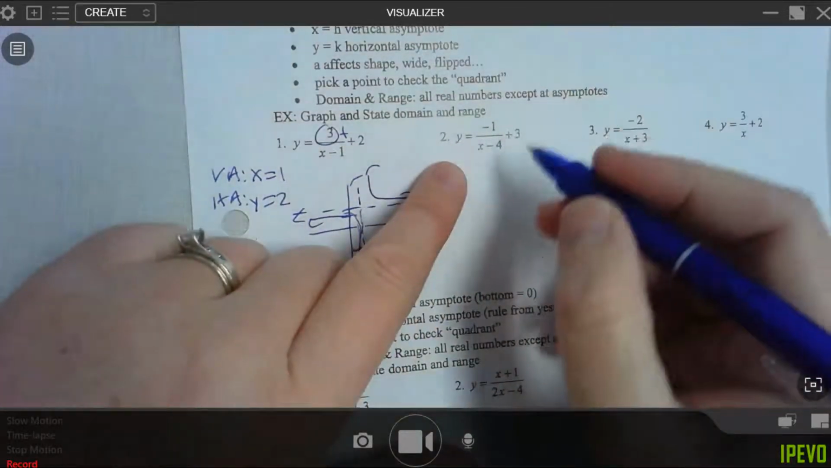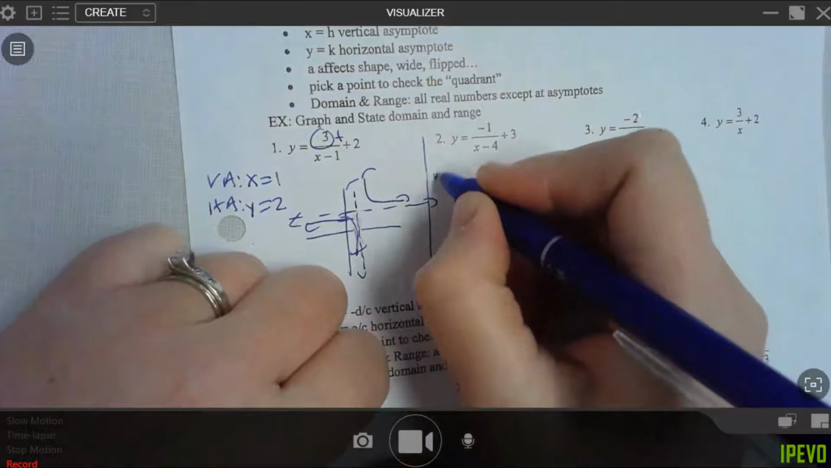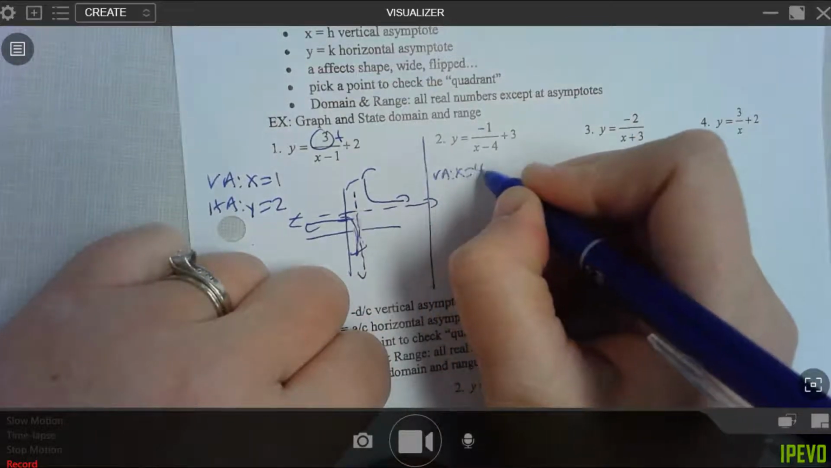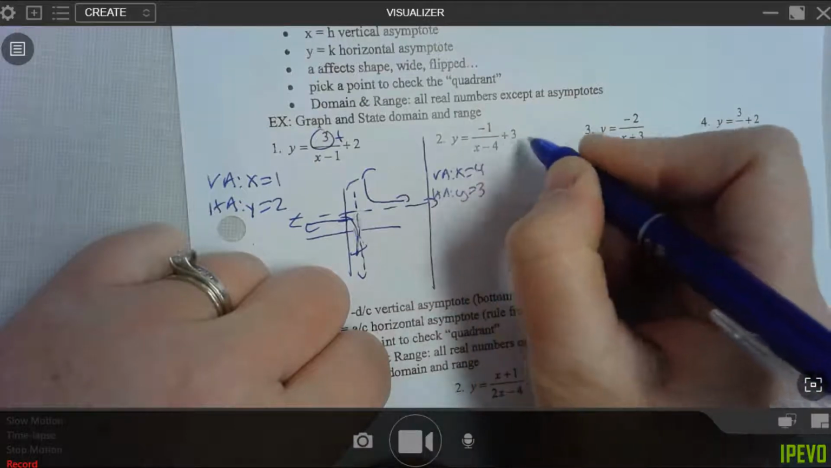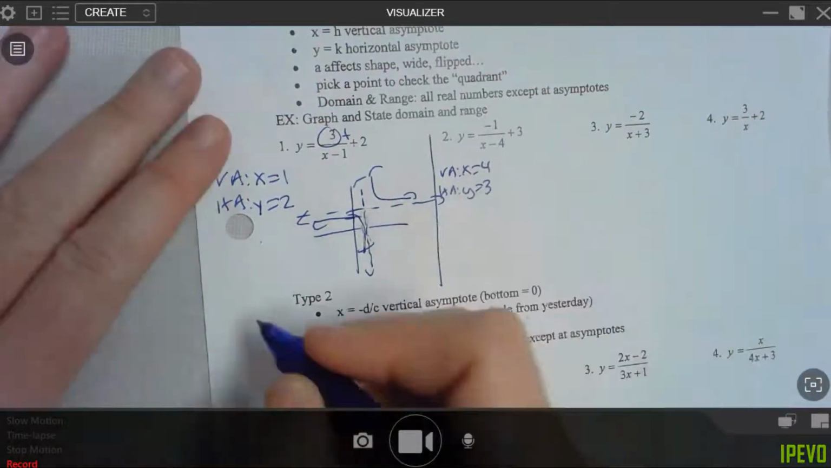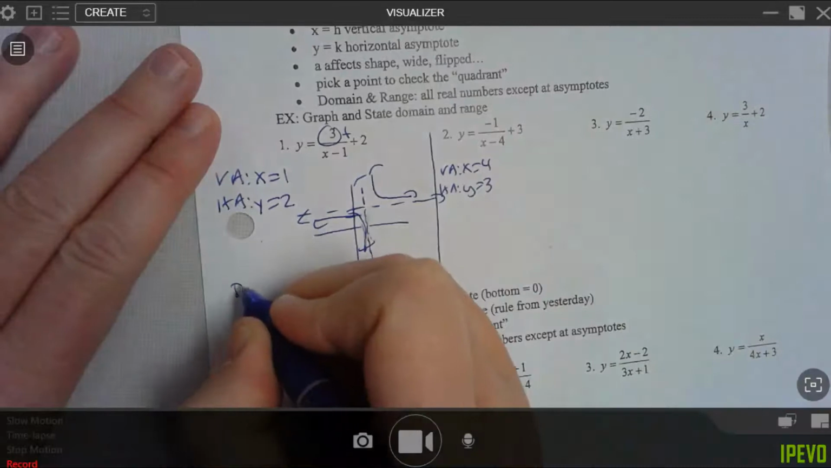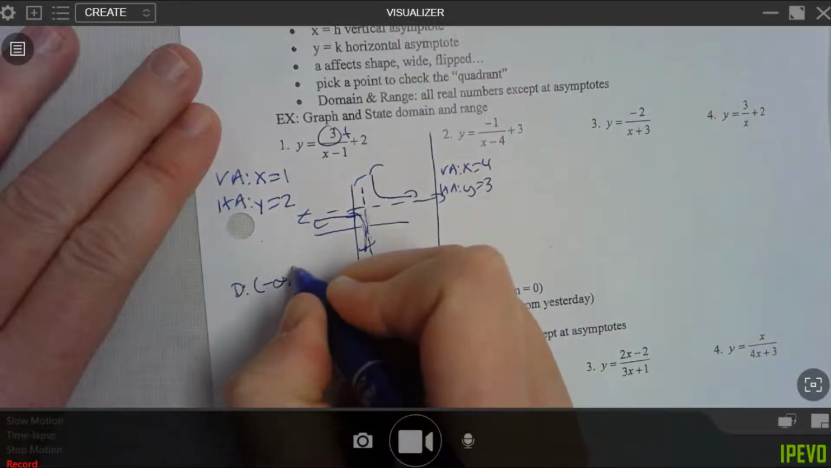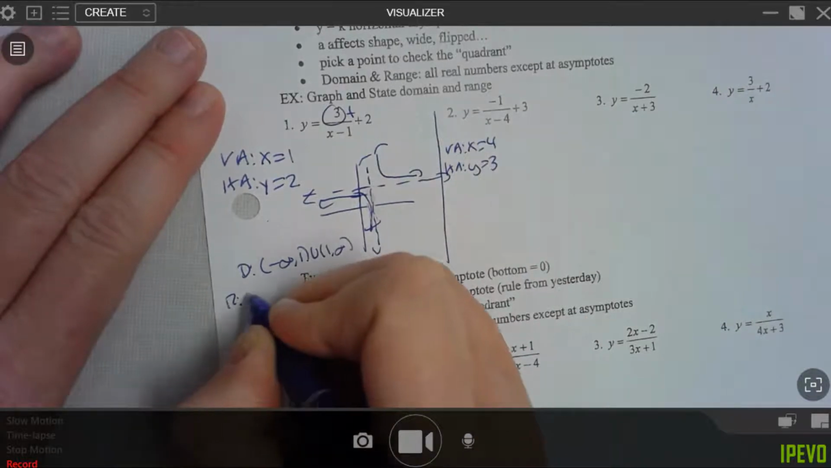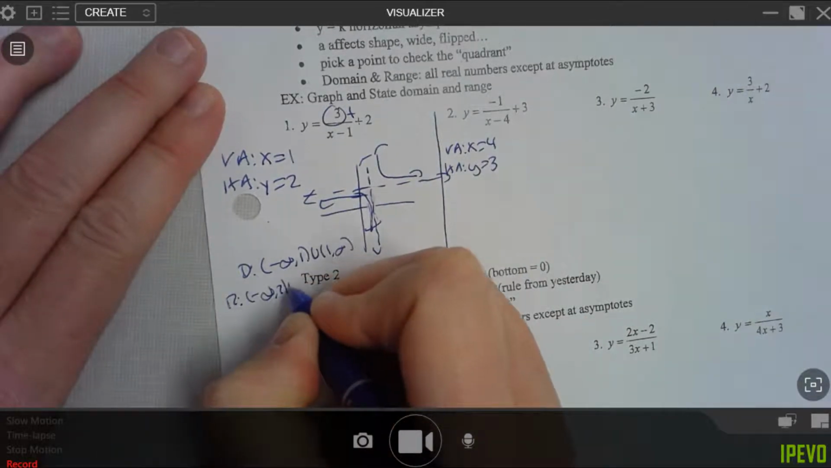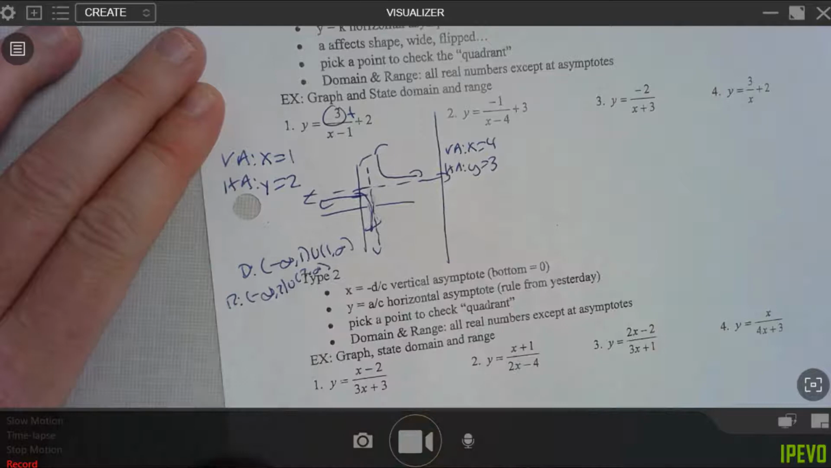So number 2, my vertical asymptote is at 4. Horizontal would be at 3. So it's the opposite of this number, and the outside number. I should do domain and range. Back here, domain is negative infinity to 1, 1 to infinity. And my range was negative infinity to 2, 2 to infinity.